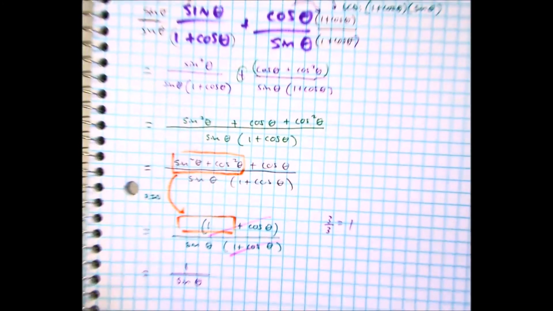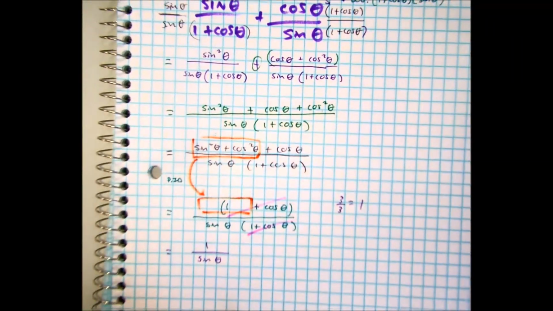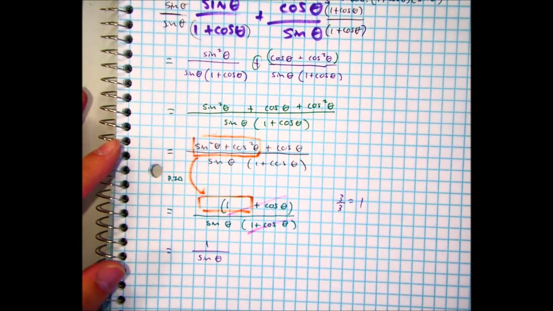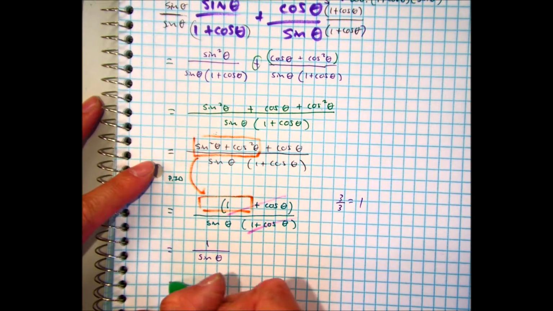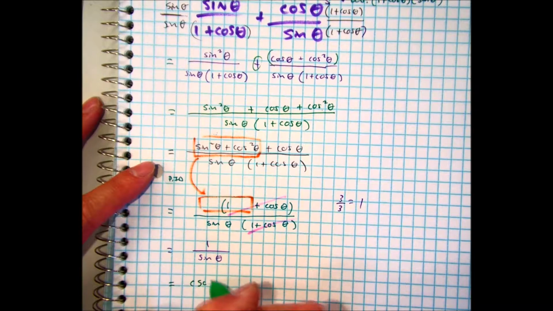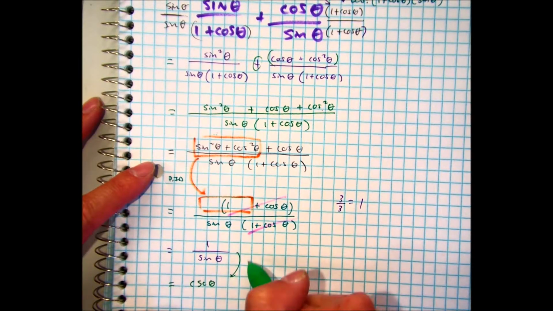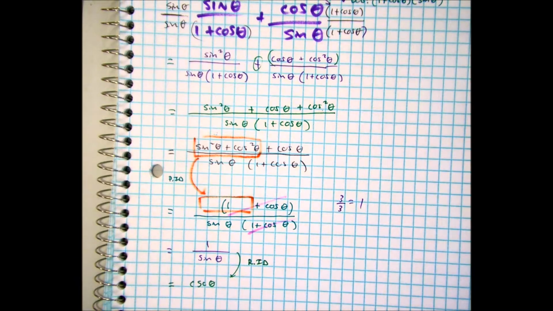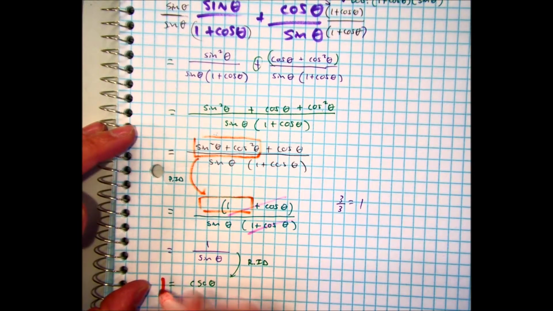Now usually when they say simplify, we don't want any fractions. So 1 over sine of theta is equal to cosecant of theta by the reciprocal identity. So my answer for this problem is cosecant of theta.